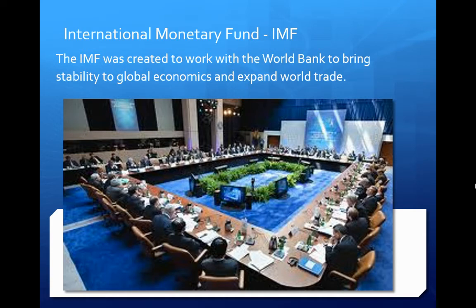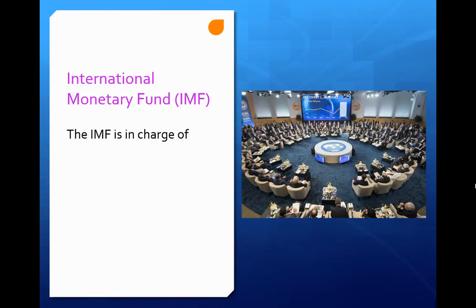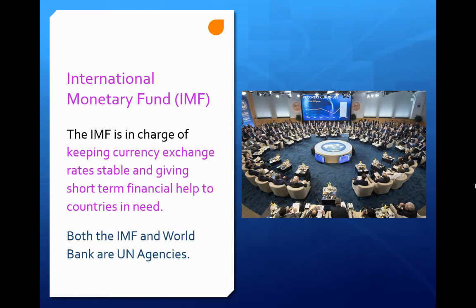Okay, the next one is the International Monetary Fund, or the IMF. So the IMF was created alongside the World Bank. They were meant to work together, and their goal is also to provide loans to countries in need, but also it's to stabilize currency exchanges. We'll talk about that. Okay, so you have the International Monetary Fund, or the IMF. It is in charge of keeping currency exchange rates stable and giving short-term financial help to countries in need.